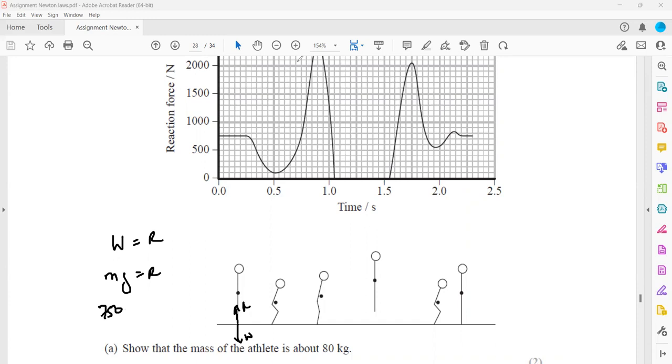The normal contact is 750. So 750, this is gravity 9.81. Mass we want to find. So this will go there in division. So it will be 750 divided by 9.81. When we divide 750 by 9.81, we get the mass of this athlete, which is about 76.5 kg, so about 80.